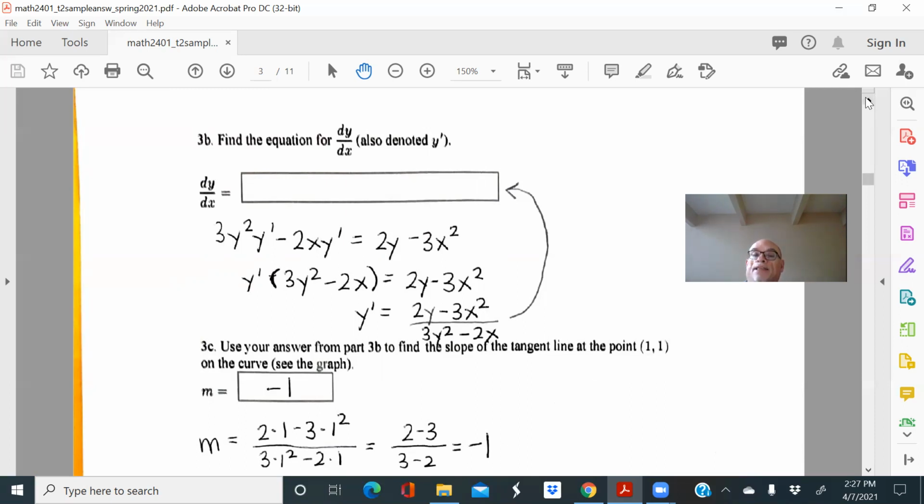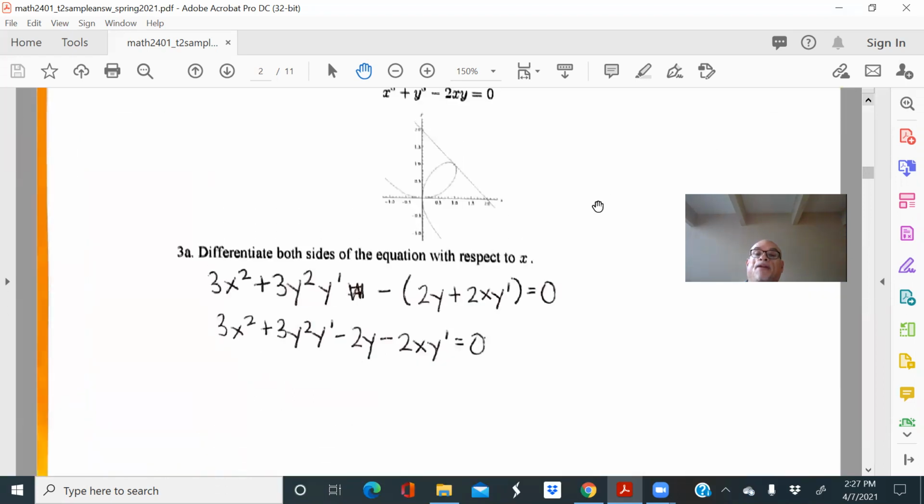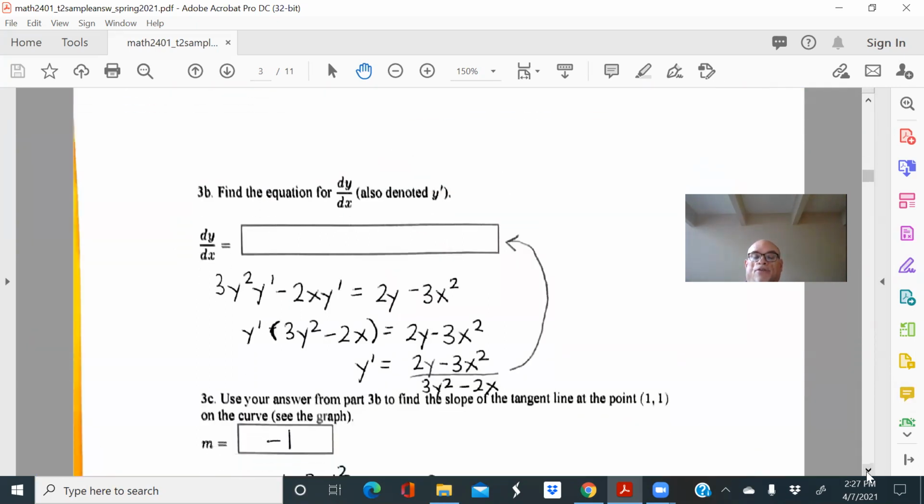If you take a look now at the graph, there I have it. This is the tangent line at the point (1, 1). Here's the point (1, 1). And so I've drawn in the tangent line at that point. And notice that tangent line has slope -1, just as we knew it must, right, from this problem.